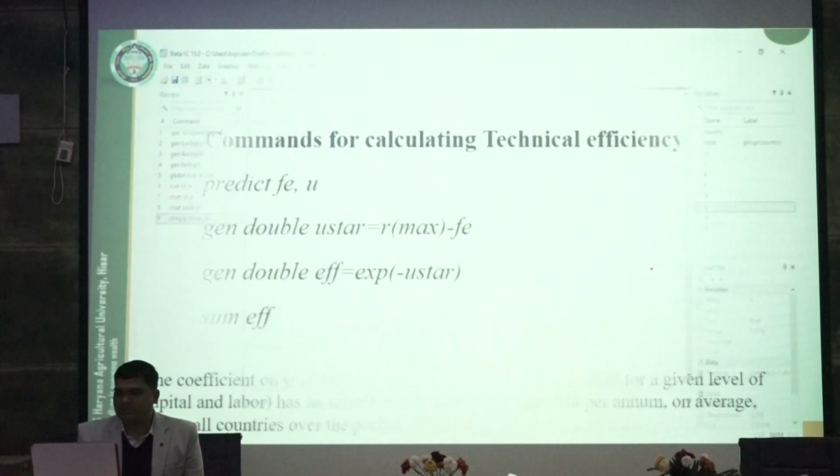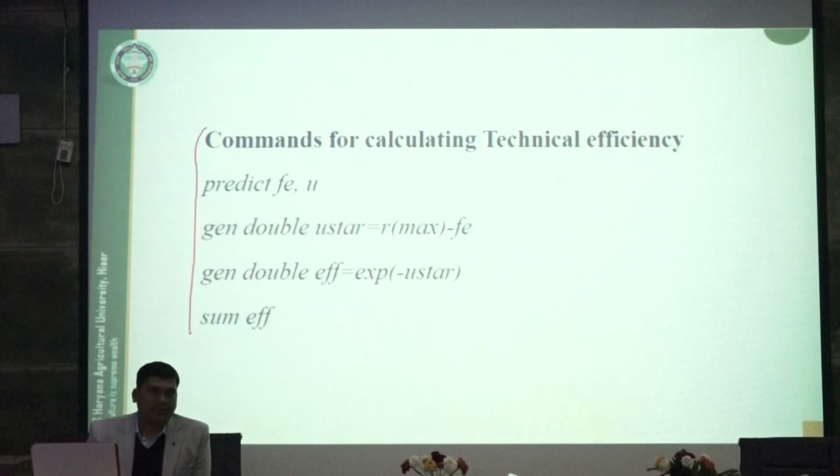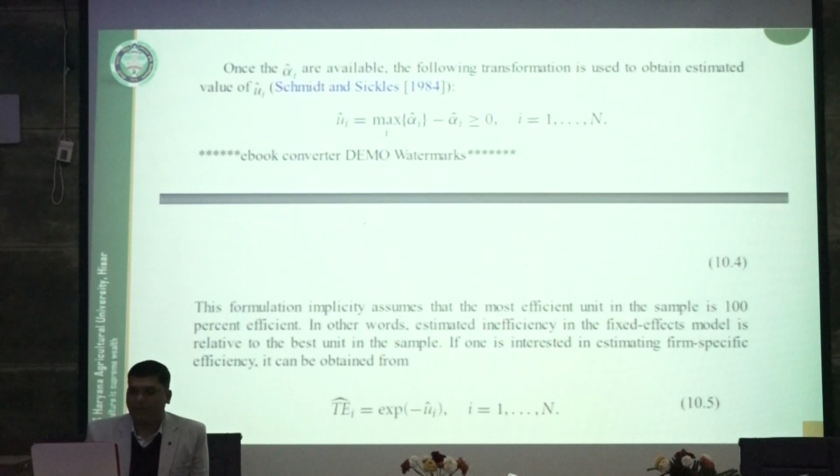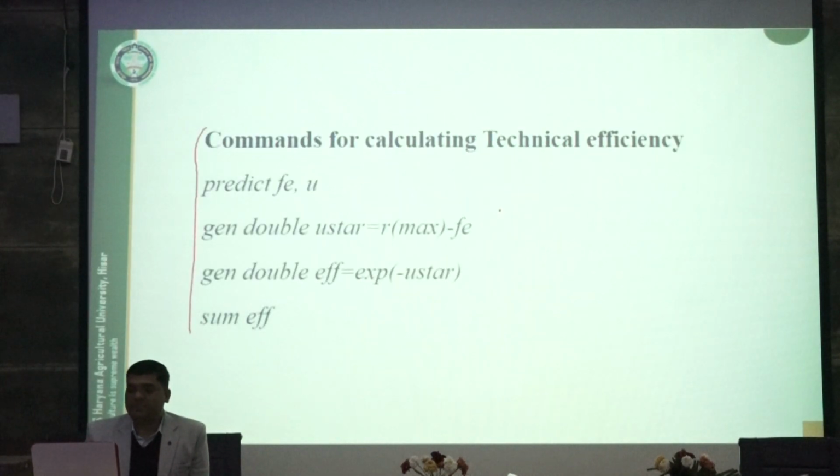So the next are the commands to predict the technical efficiency. Why have we used these commands? Because this is the formula which I have taken from the book Stochastic Frontier Analysis Using Stata. So this is the formula for finding the technical efficiency. Directly we cannot find the technical efficiency, so we have to use these formulas. So these are the commands.